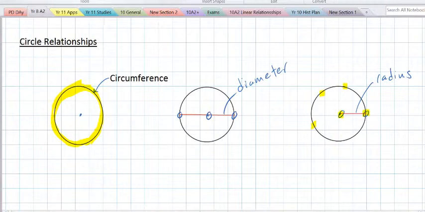Now note, if you have a line that goes from one edge of the circle to another, and then you have a line that goes from the middle to the edge, we can say that the diameter is 2 times the radius. Alright, now circumference, diameter, radius are 3 words we're going to use a lot today, so I hope you're all comfortable with them.